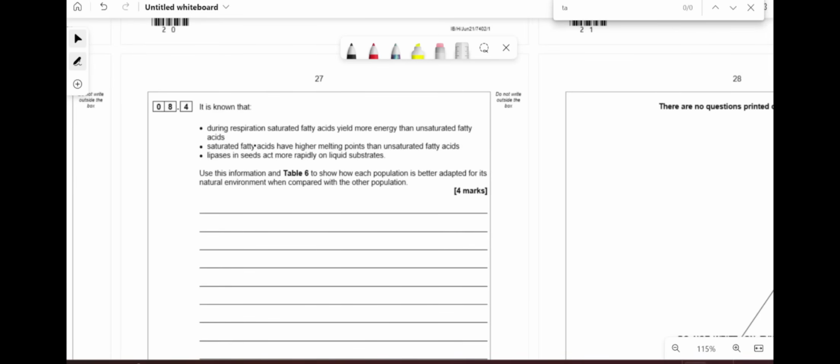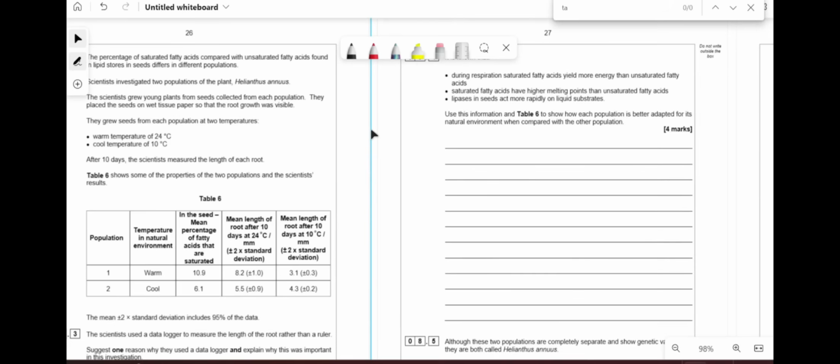It is known that during respiration, saturated fatty acids yield more energy than unsaturated fatty acids. Saturated fatty acids have higher melting points than unsaturated fatty acids. Lipases in seeds act more rapidly on liquid substrates. So use this information and table 6 to show how each of the populations is better adapted for its natural environment when compared with the other population. So, okay, this is a lot to do, but let's just have a look.